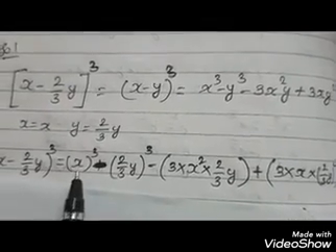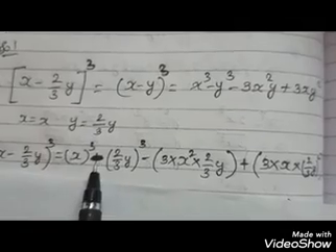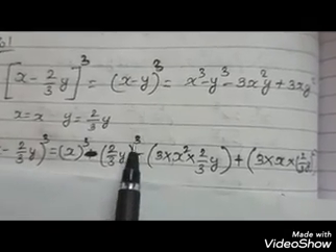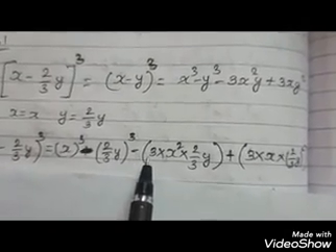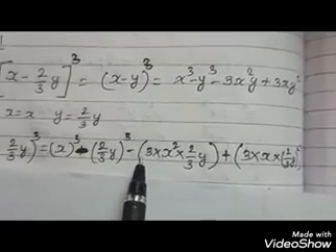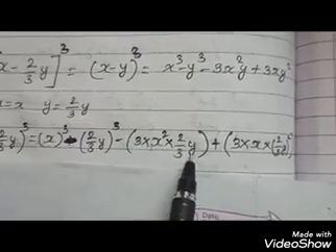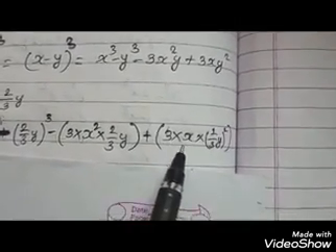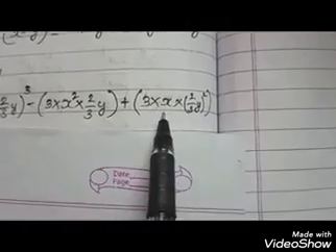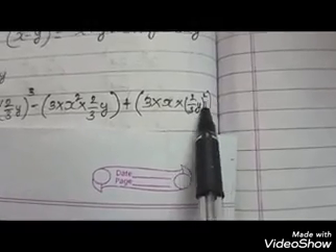So x cube, minus (2/3 y) the whole cube, minus 3 into x square into y, whose value is 2/3 y, plus 3 into x into y, whose value is (2/3 y) the whole square.